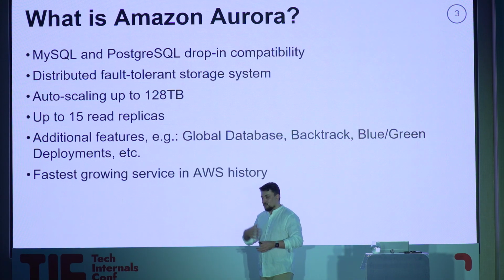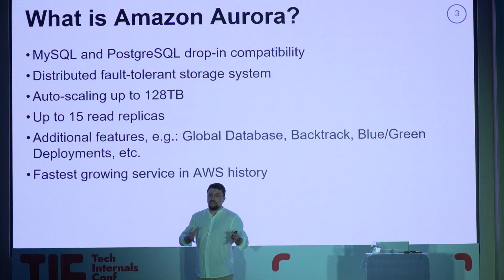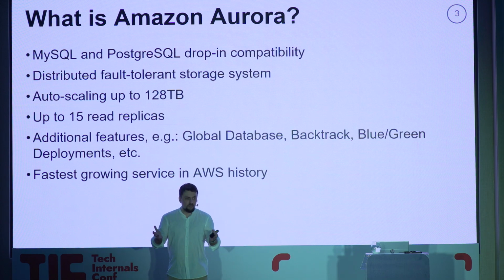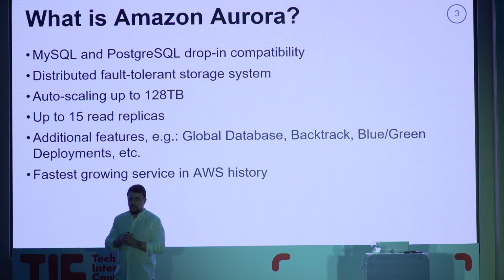When I prepared this session, I did a lot of research and figured out that Amazon Aurora is the fastest growing service in AWS history. And as I promised, today we are going to share a little bit of our NDA numbers. So you ask me, what is fastest growing? Can you tell me what the numbers are?